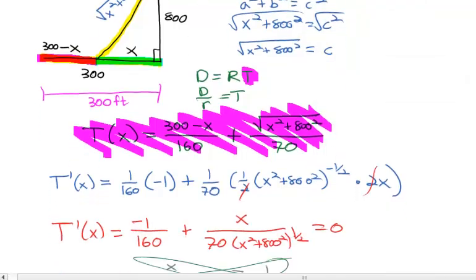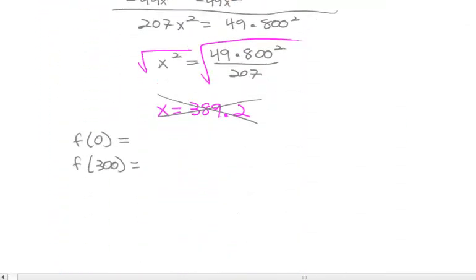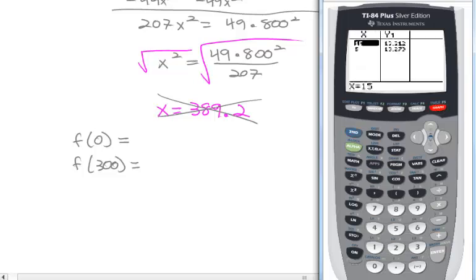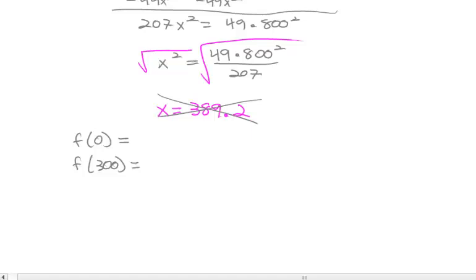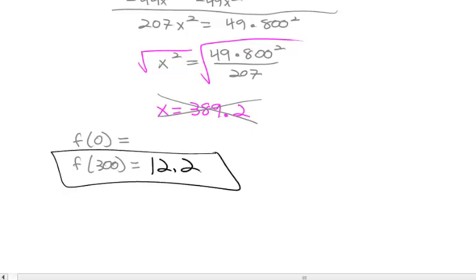Enter. And now we're going to check those endpoints of 0 and 300. Second table. 0 and 300. Notice 300 gives a time of 12.2. 12.2 is the minimum, which means it's going to be best for him to run all 300 meters and then swim across. Otherwise, he'll slow down too much.